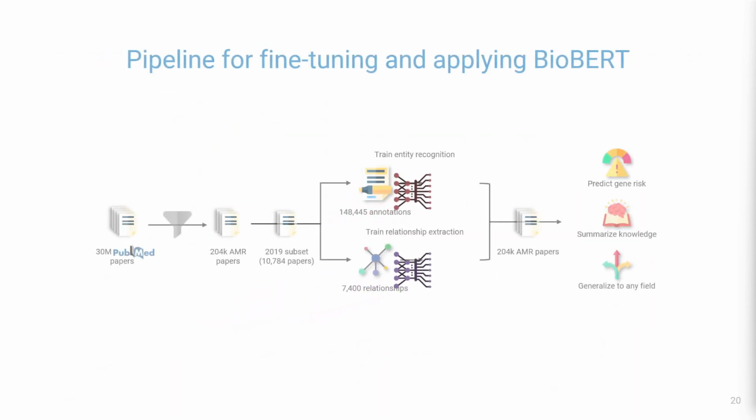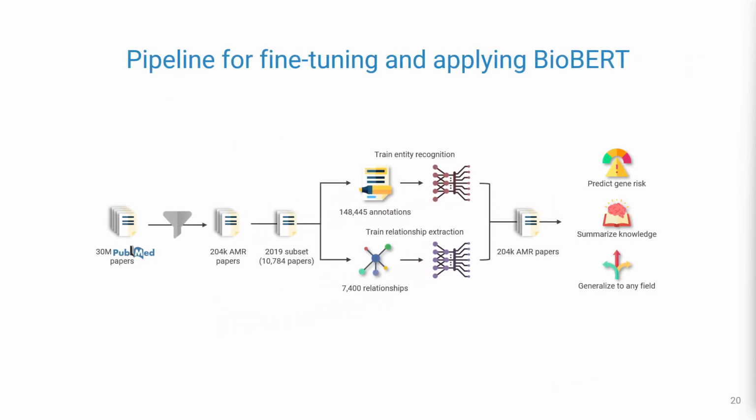And the pipeline for training BioBERT on these two tasks and applying the model is shown here and can be split into three sections. For one, we need to identify the relevant publications that potentially contain the information about genes we want to extract. I won't be going into this part in detail, but I created a classification model to predict whether a paper contains epidemiology information based on a given abstract.